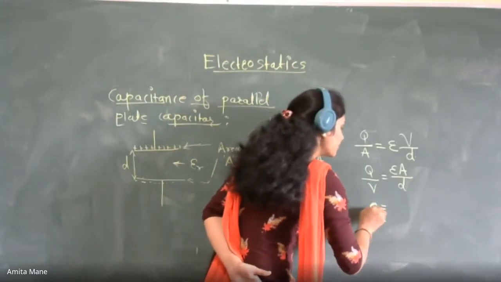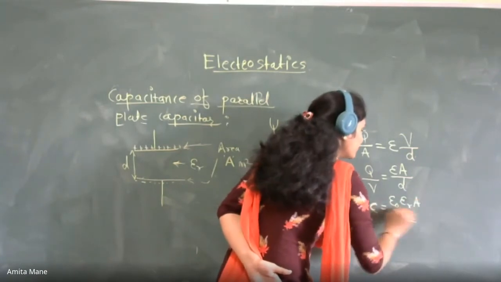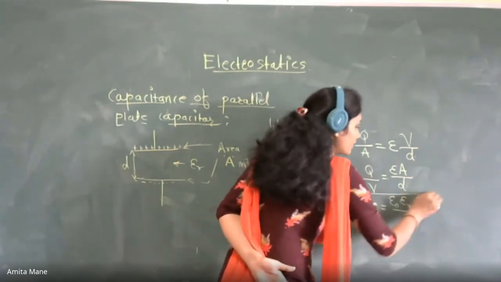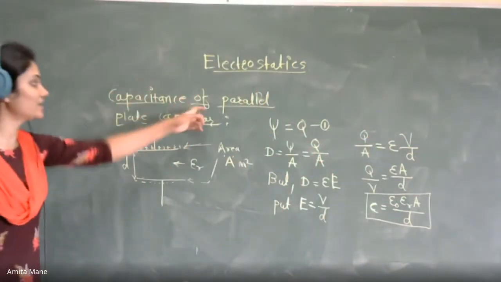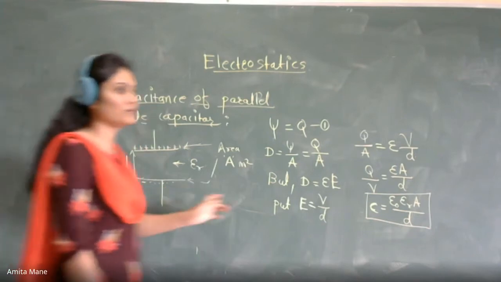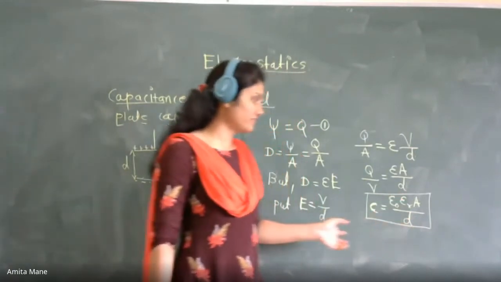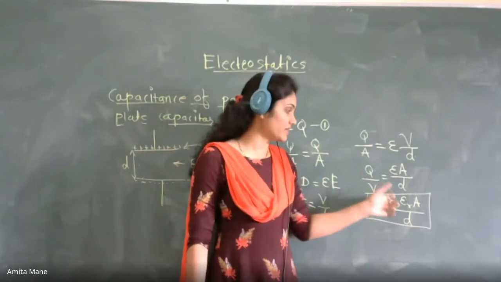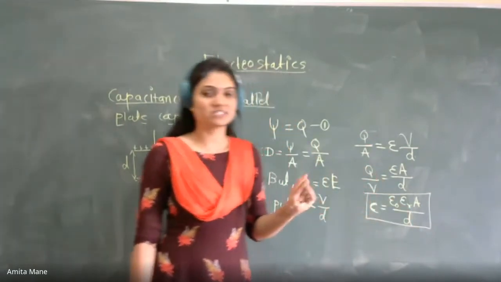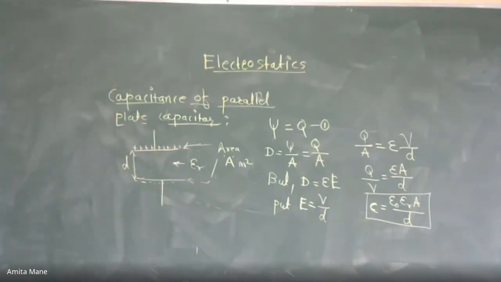So C is equal to epsilon 0 epsilon r A divided by D. So this is the capacitance of parallel plate capacitor, where you can say that the capacitance is directly proportional to the area of the plate, but it is inversely proportional to the distance between the plates. Is it clear? See from start to end once. Does anyone have any doubt?